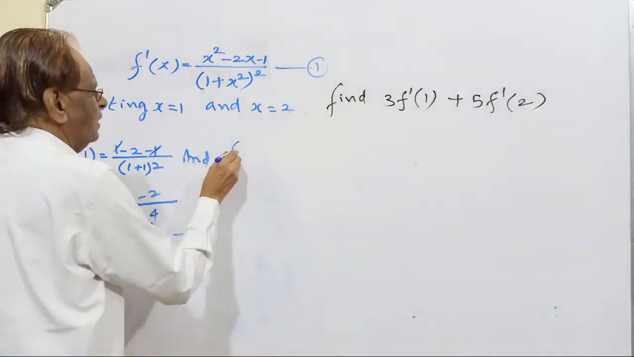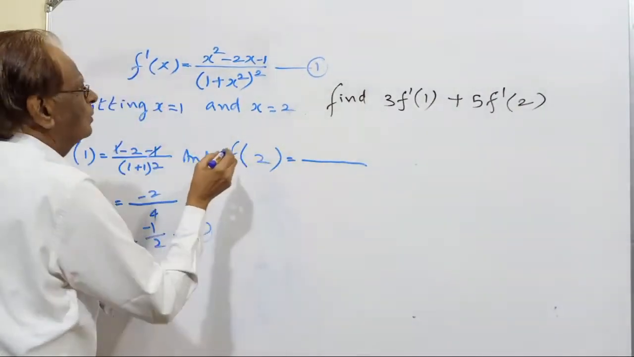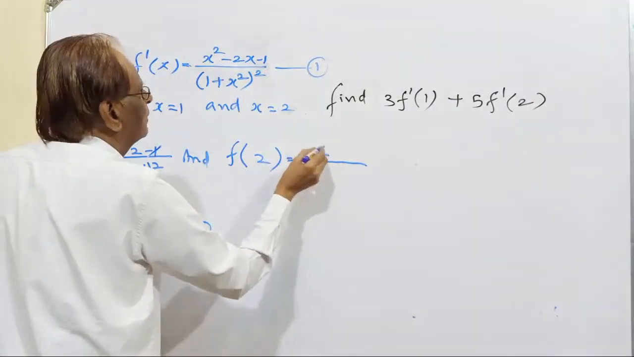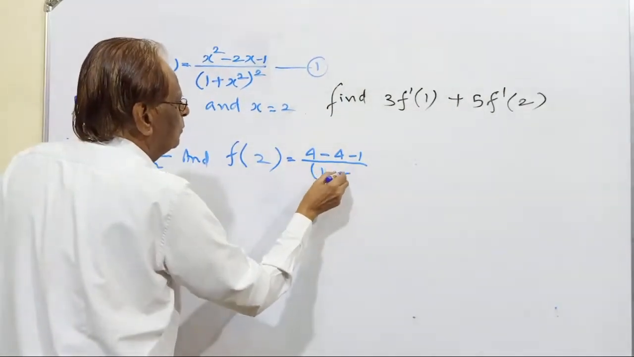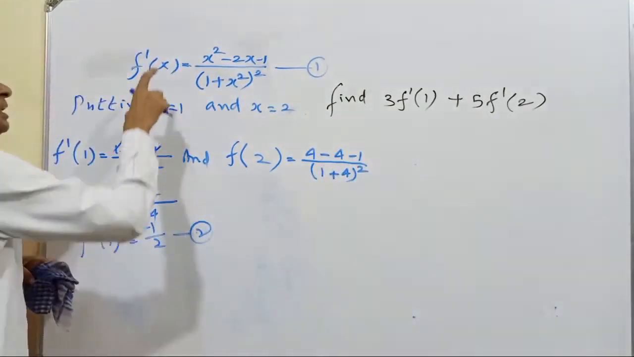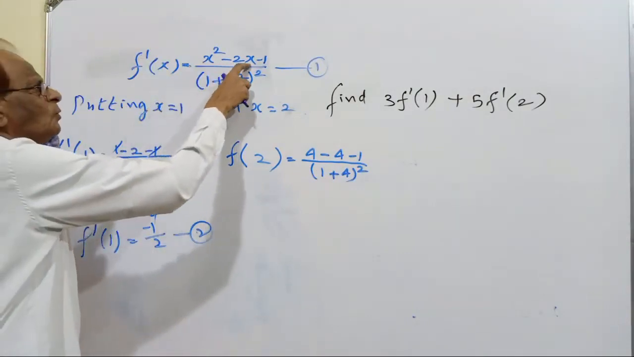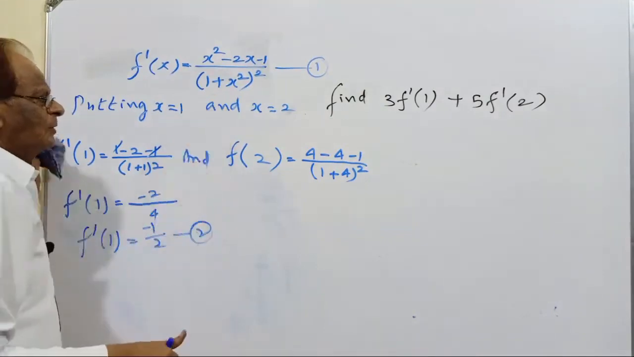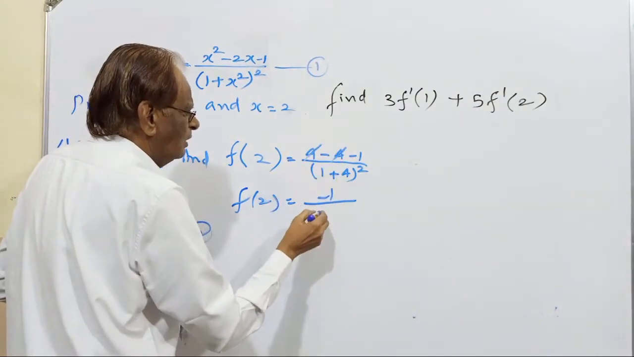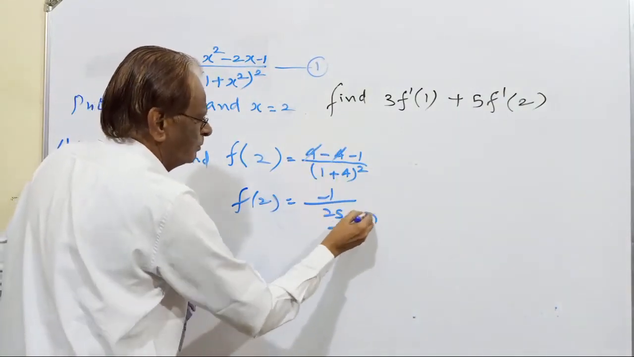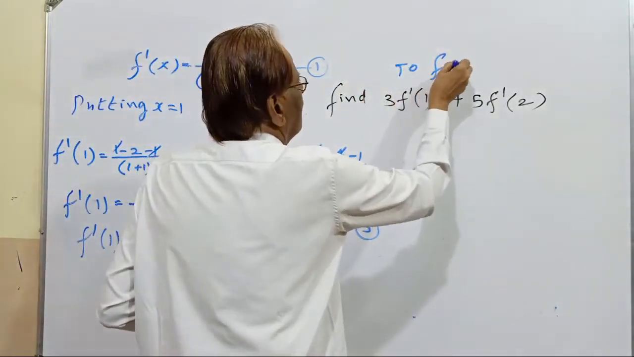Now put x equal to 2. If you put x equal to 2, 2 squared is 4, 2 into 2 is 4, minus 1. So f dash 2 equal to minus 1 by 25.